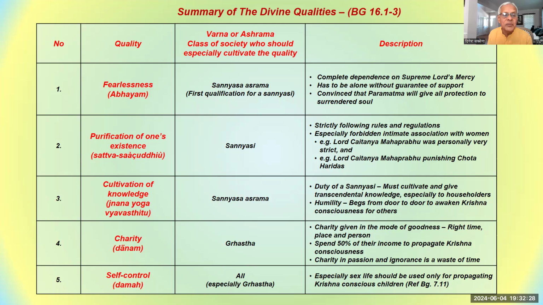Thank you, Mataji. In fact, these qualities have been prioritized already. Fearlessness. We are always tense, anxious, because we do not have faith in Krishna, that he is our protector, that his mercy will protect us. So these qualities have been put in that priority order. Everybody has to be fearless because Krishna is our protector.